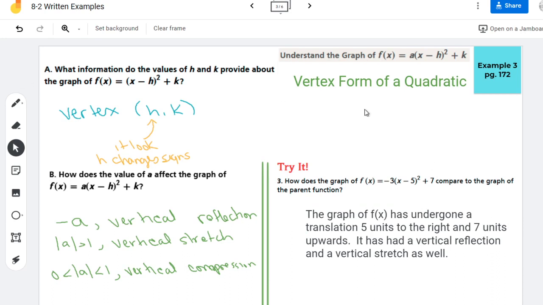So there we have it, guys. That is the vertex form of a quadratic. Until next time.